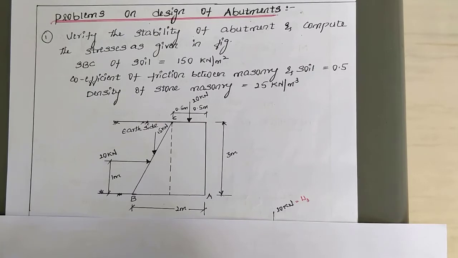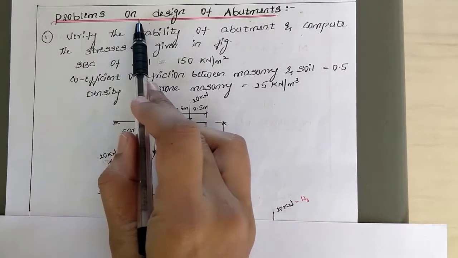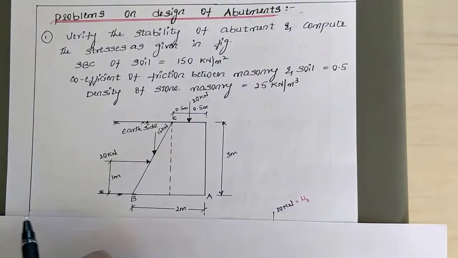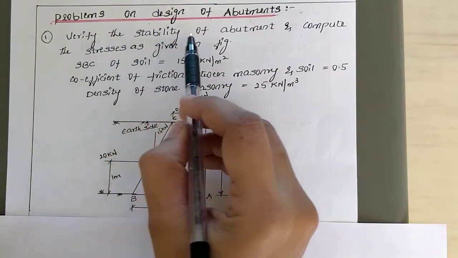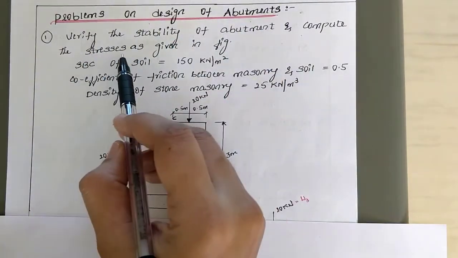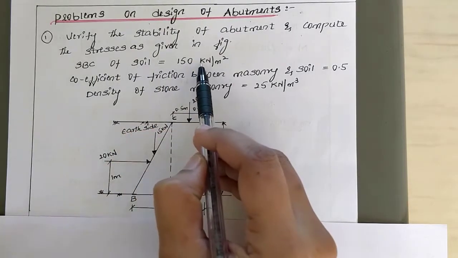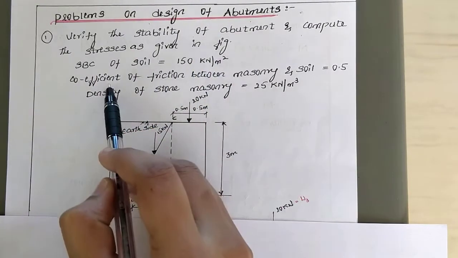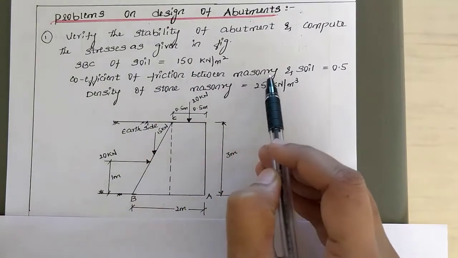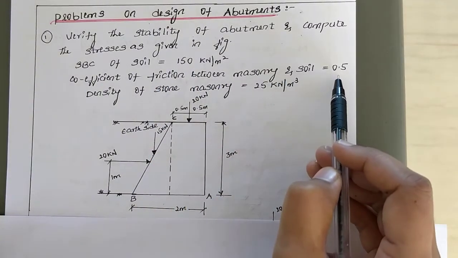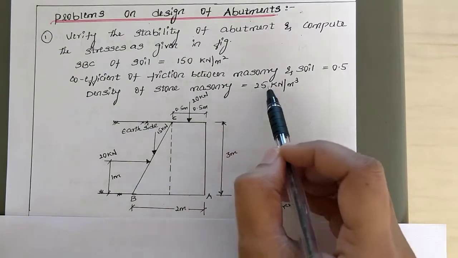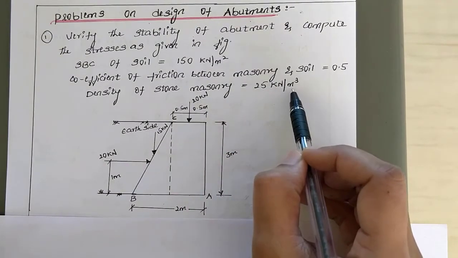Hi everyone, today we are going to discuss problems on design of abutments. Verify the stability of abutment and compute the stresses as given in figure. SBC of soil is 150 kN per meter square. Coefficient of friction between the masonry and the soil is 0.5. Density of stone masonry is 25 kN per meter cube.